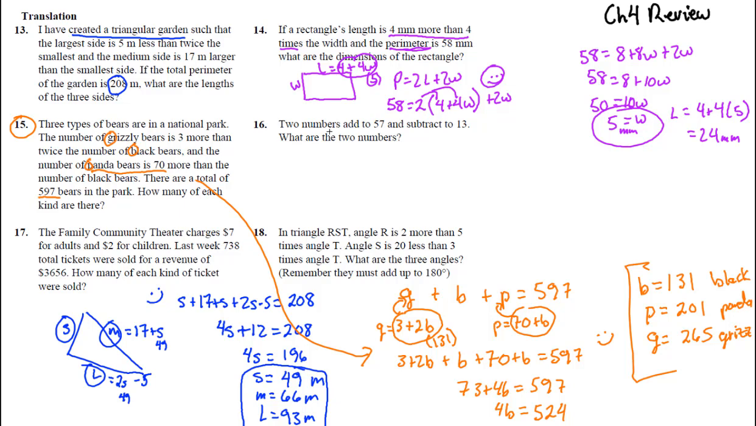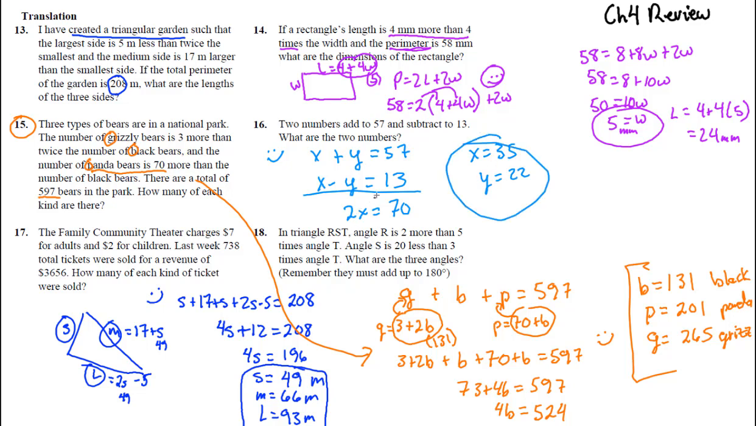Here we have two numbers, x and y, that add up to 57. Okay, that's one equation. They subtract, so x minus y equals 13. Notice we have a system of equations. And so we can add these two equations and get 2x equals 70. So that means the first number is 35. Put 35 in here. 35 plus y, it looks like y has to be 22. Subtract 35 from both sides. There we go. Excellent.